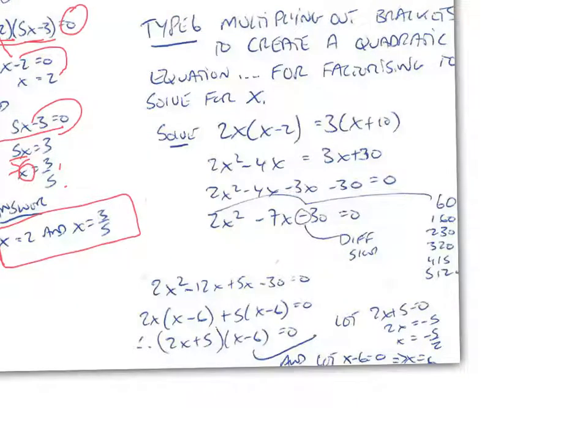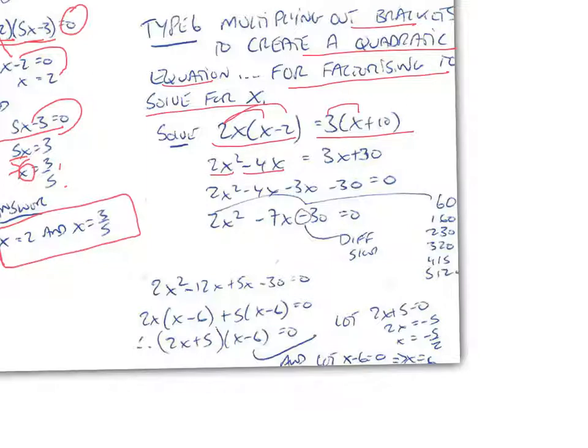Sometimes we'll meet with a problem where we have to multiply out brackets to create a quadratic equation, and once we have that, we factorize it to solve for x. So look at this, 2x times (x minus 2) equals 3 times (x plus 10). 2x by x is 2x squared, 2x by minus 2 is minus 4x, equals 3x plus 3 by 10 is 30. Okay? Gather your terms over the bridge. We have 2x squared minus 4x minus 3x minus 30 equals 0.